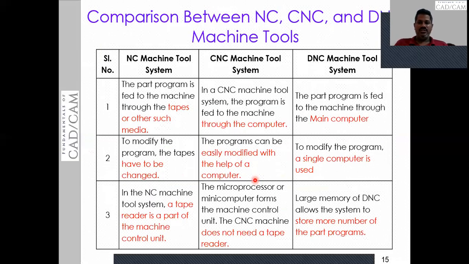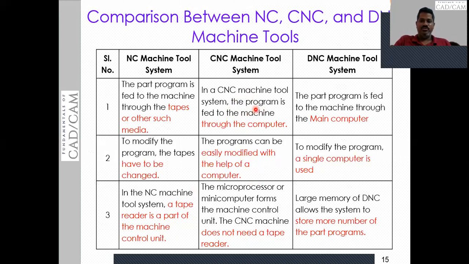Let me move on to the next slide to discuss the comparison between NC, CNC and DNC machines. As you can see here, the difference is that in the case of NC, we use punched cards as well as tapes. Those are the inputs to the NC machine. To execute the work, we require punched cards and tapes, and also a tape reader to read the tape. But in the case of CNC, we don't require punched cards; we're eliminating punched cards.